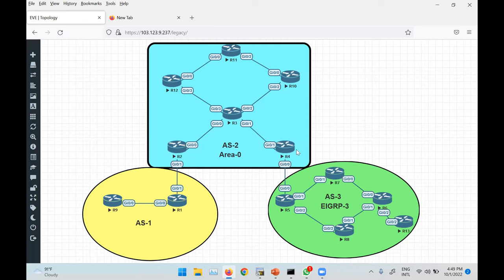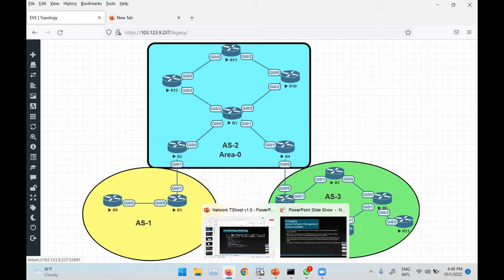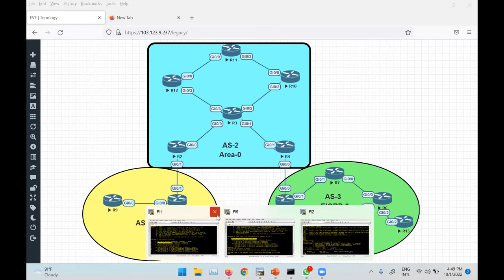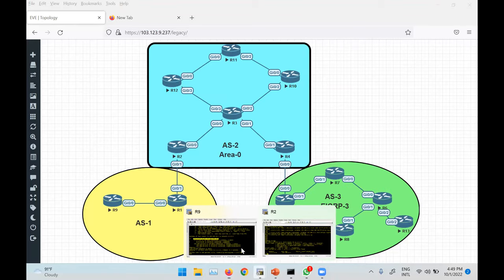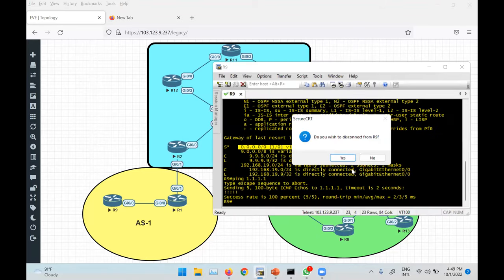Now, before checking the OSPF things, I am moving to the right side, which is related to EIGRP first. So first see on R5. I am closing this session for the time being.